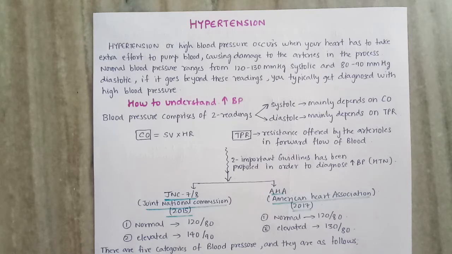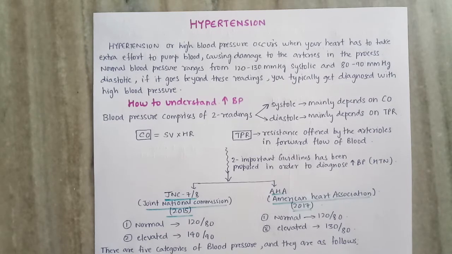So what does hypertension actually mean? Hypertension, or high blood pressure, occurs when your heart has to take extra effort to pump the blood, causing damage to the arteries in the process. The normal blood pressure ranges from 120 to 130 mm of Hg systolic, and 80 to 90 mm of Hg diastolic. If it goes beyond these readings, then we can diagnose it as hypertension.